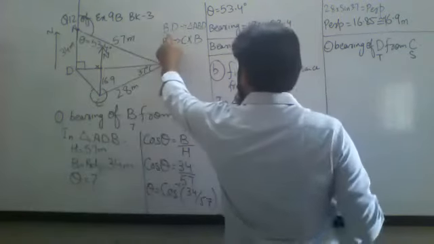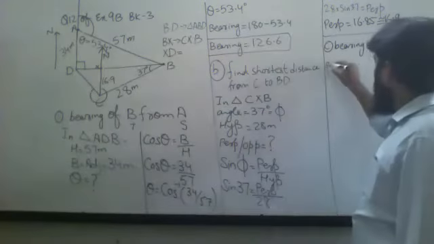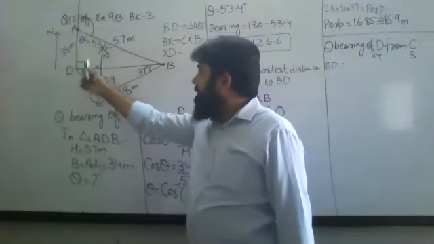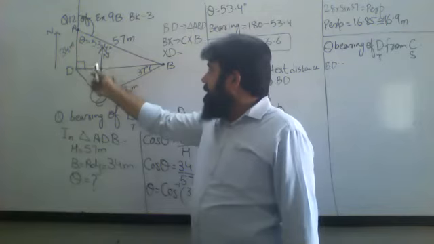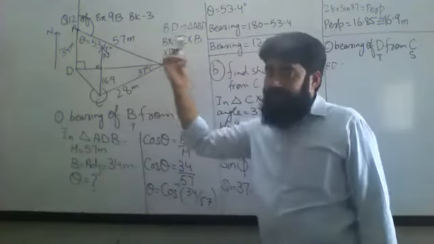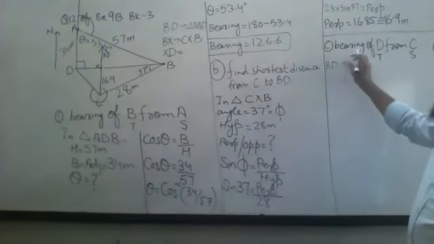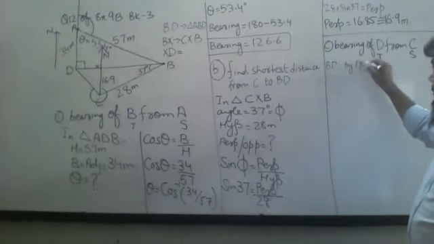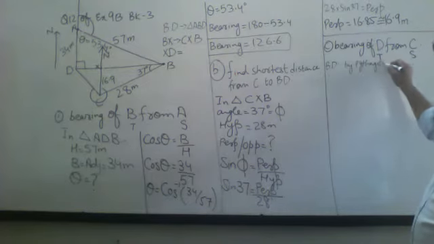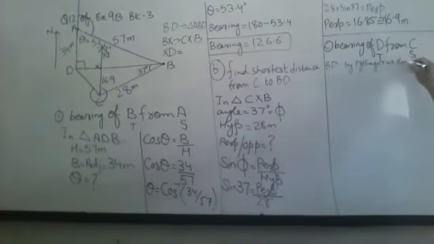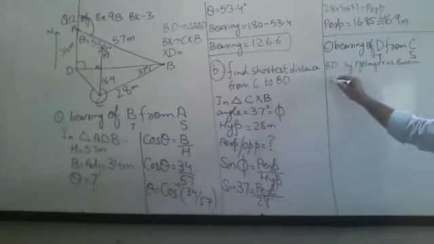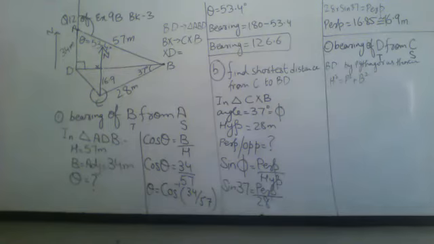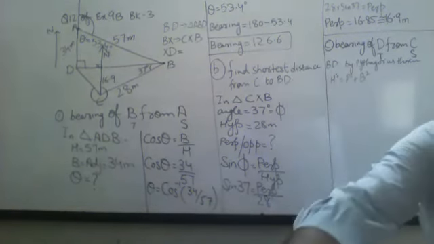Now, for BD. What is BD? This is the length. This is given. This is given. You can find BD by any means, it's your choice. So, for BD, I'm applying the Pythagoras theorem. h square equals p square plus b square. That's your Pythagoras theorem, which we all know.